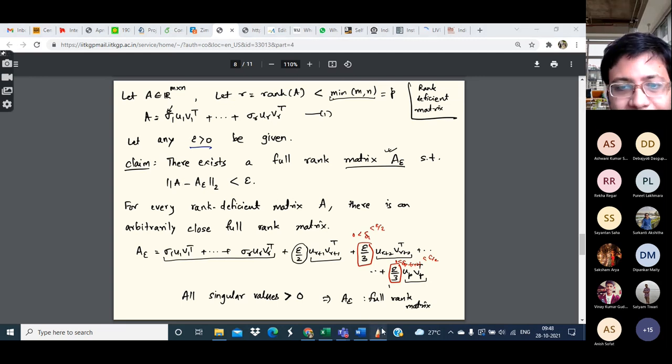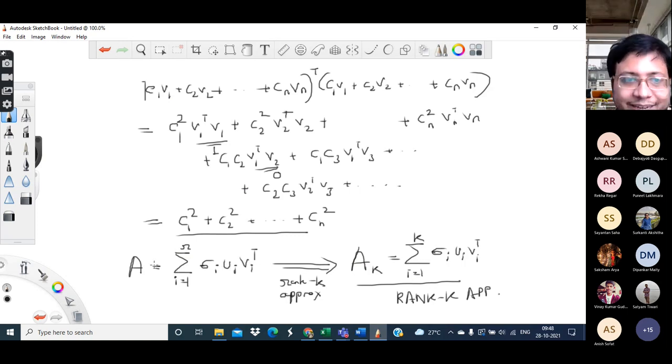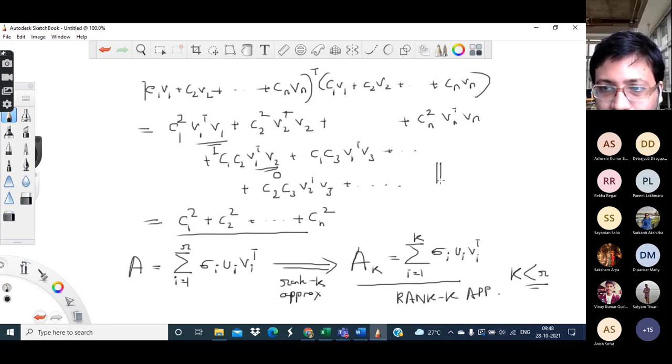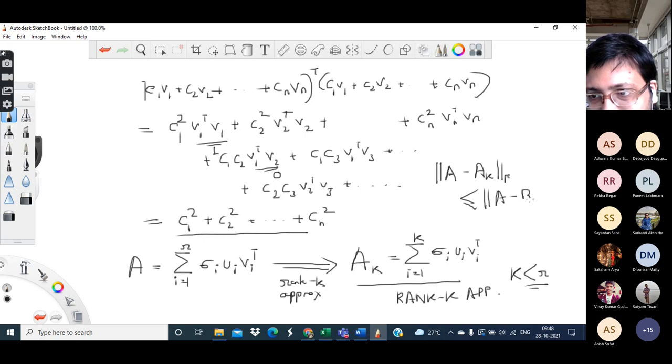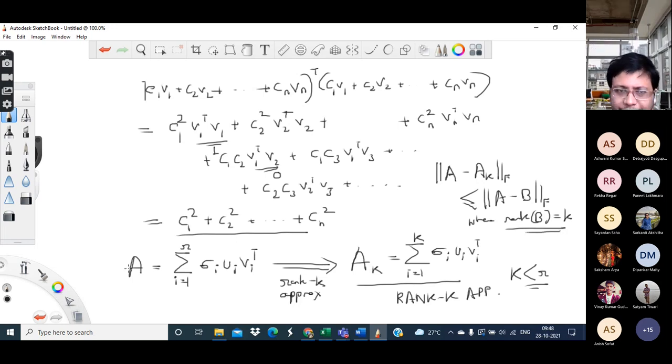Contrast this result with what we had said here. We said that given any matrix of rank R, I can approximate it by another rank K matrix where K is less than R. Further, last week we also stated one more result without proof, that A minus AK in Frobenius norm is less than or equal to A minus B in Frobenius norm, where rank B is equal to K. That basically means that whenever you have any matrix A of rank R, you can approximate it with a low rank matrix.